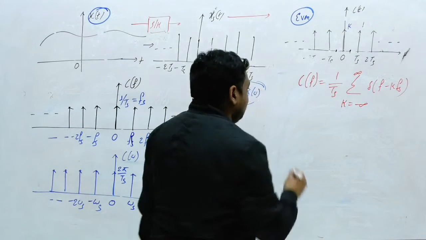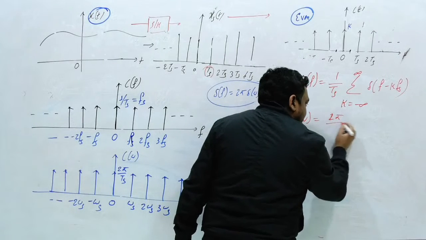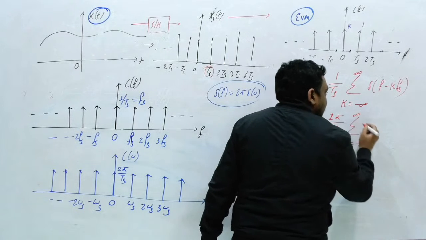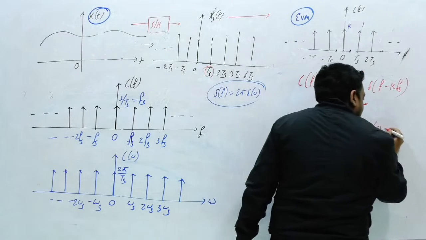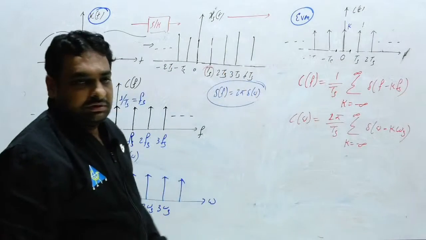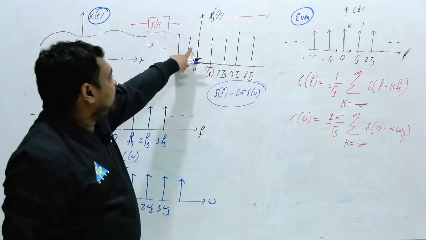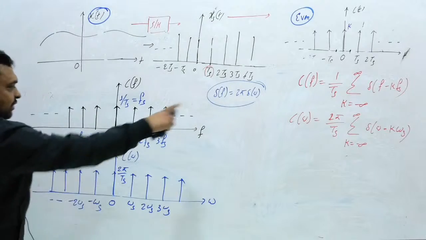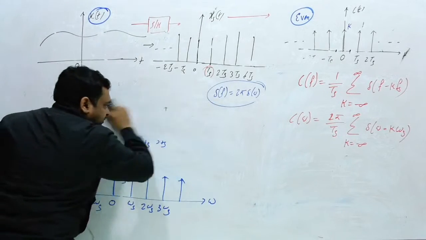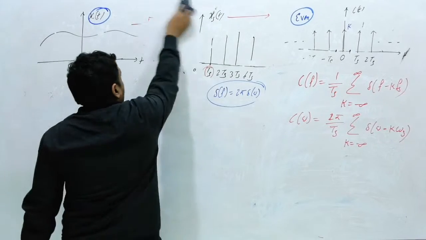Clear? And what will be in the omega domain? C(omega) will be equal to 2 pi by Ts summation of K equal to minus infinity to infinity del omega minus K times omega s. Clear? And now you can plot this too. Getting? Now, what is the Fourier transform of this X? Okay, already you have plotted this. Okay, now again I am going to remove this part, and again I am going to remove this part.